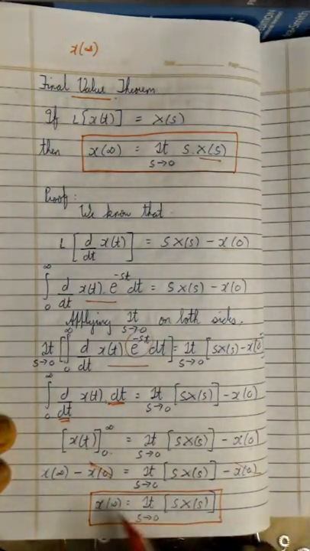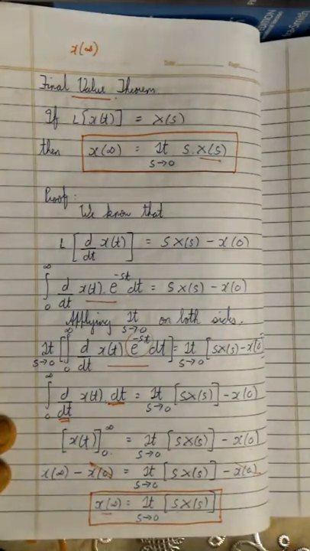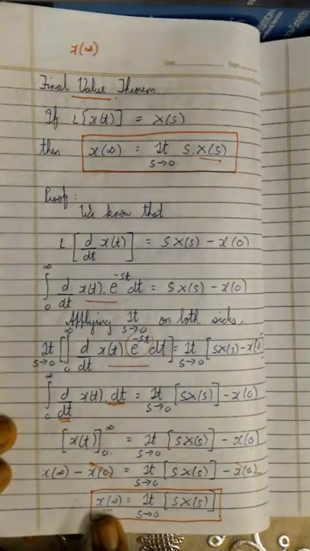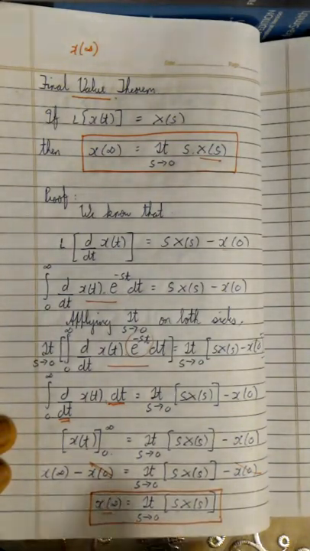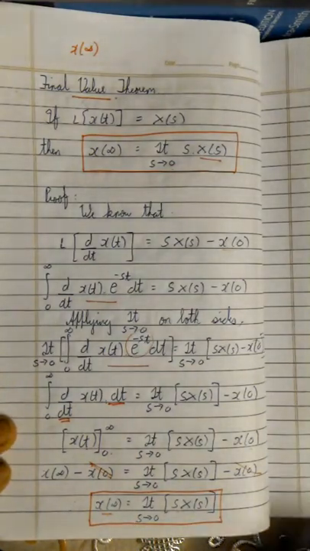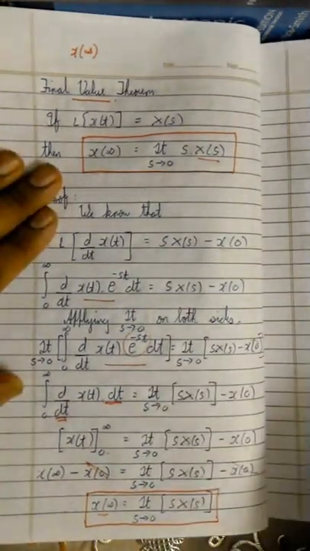This means that in order to find the final value x(infinity), we don't need to find x(t). Looking at the Laplace transform, I can also find the final value by simply multiplying X(s) with s and then substituting every s in that equation with 0. Okay, so now let's do some problems.